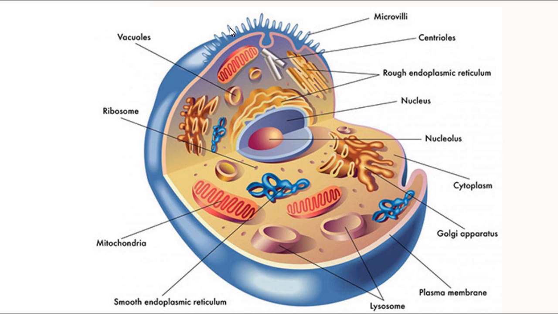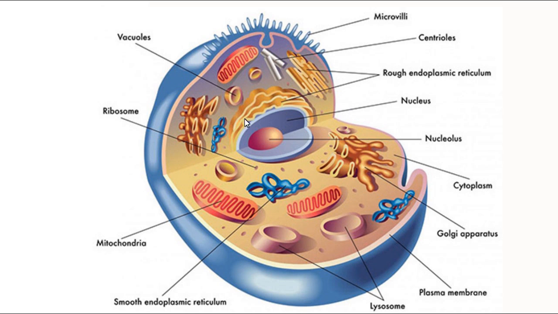What's not shown in this diagram are cilia and flagella. These are longer extensions that help the cell in movement, so they propel the cell along its path. Within the cell membrane there's this gel-like substance called cytoplasm, and it suspends all the organelles within the cell.